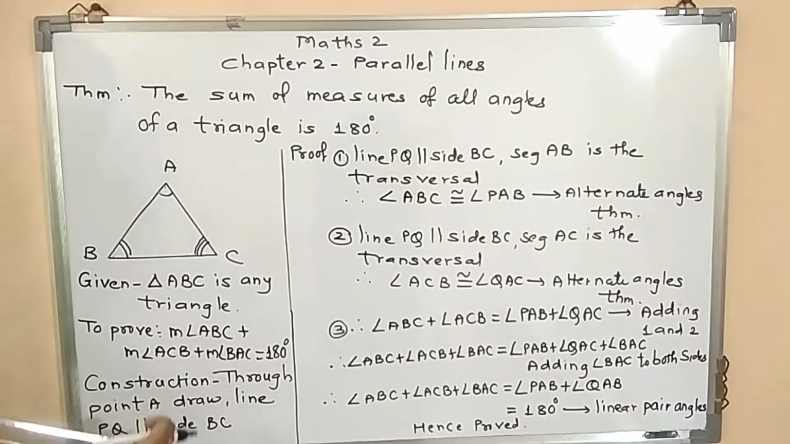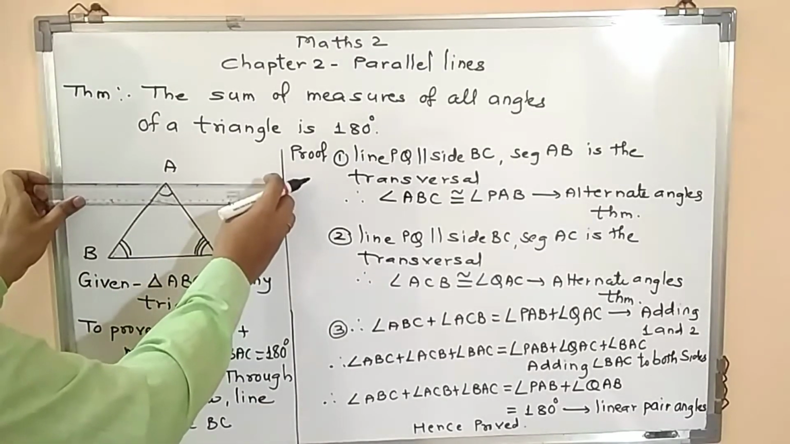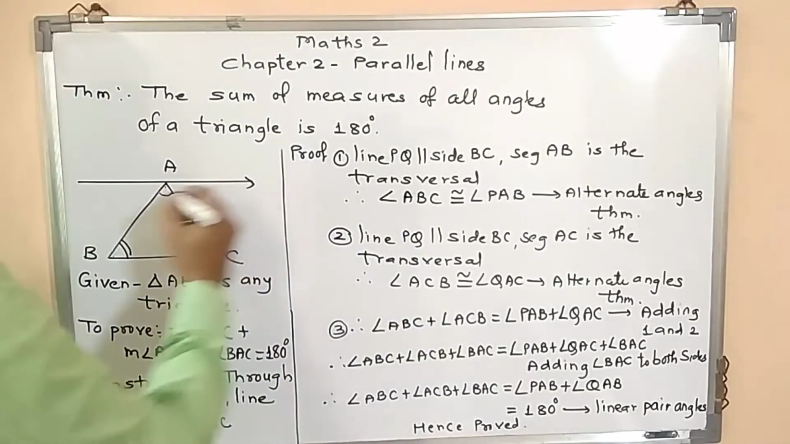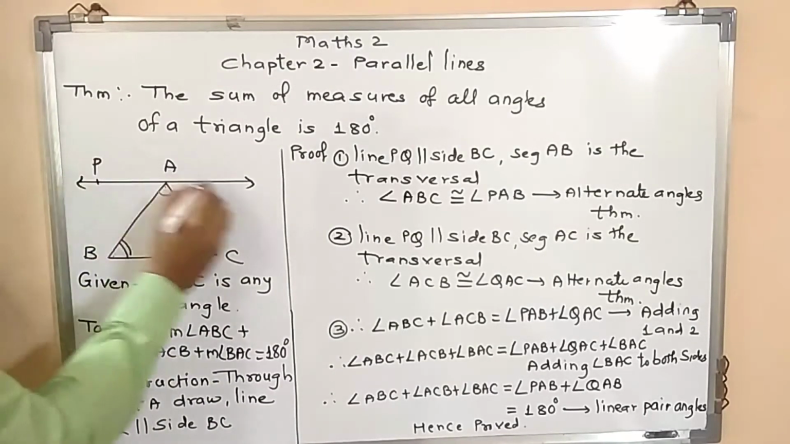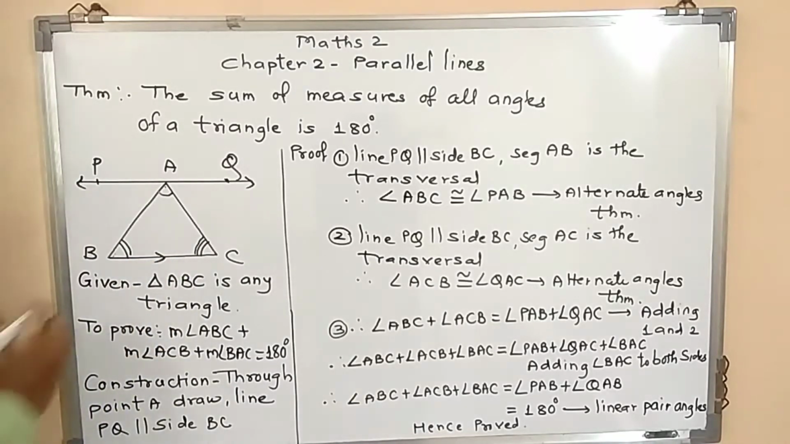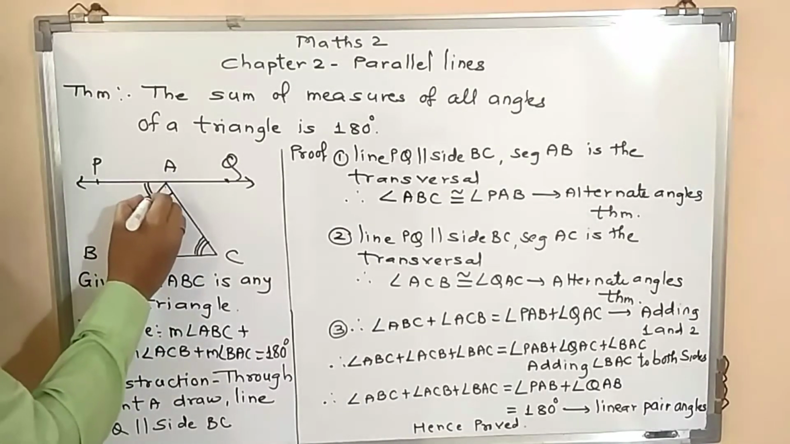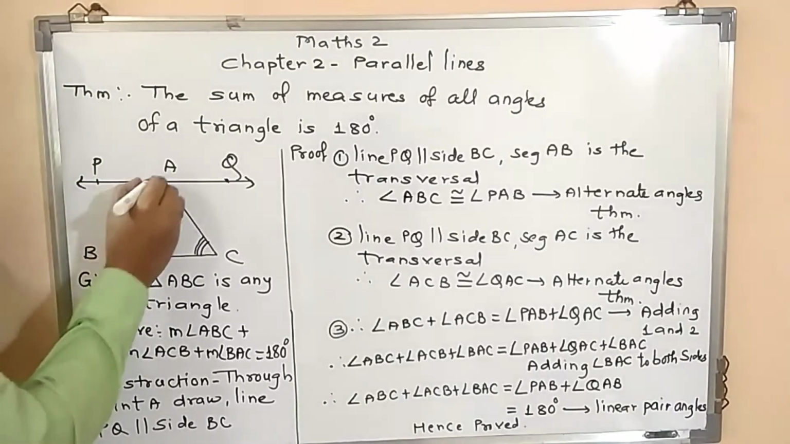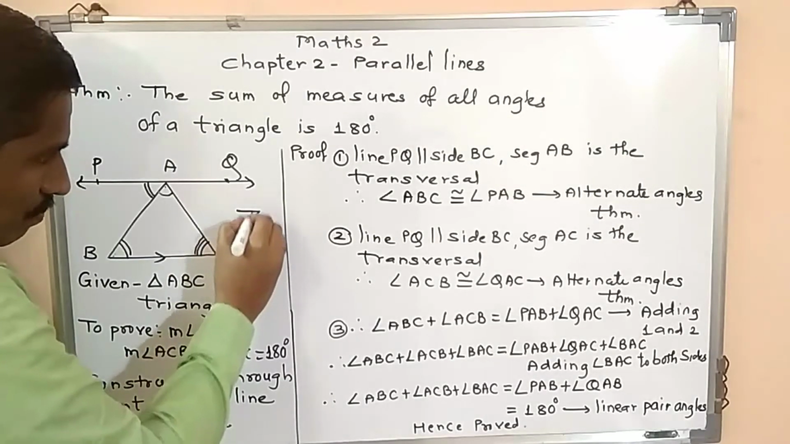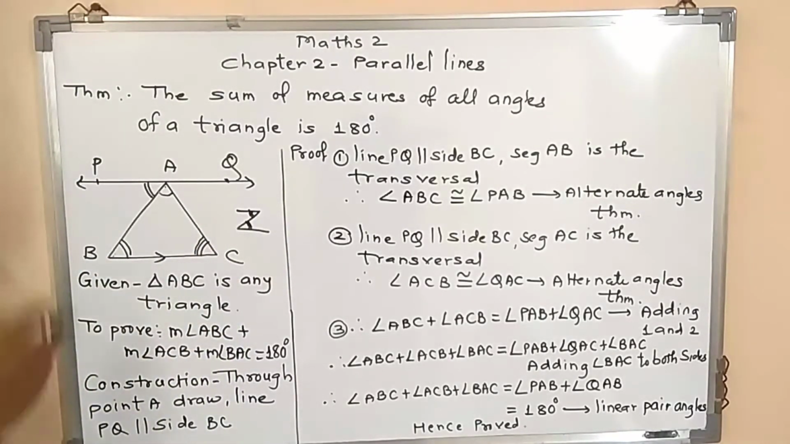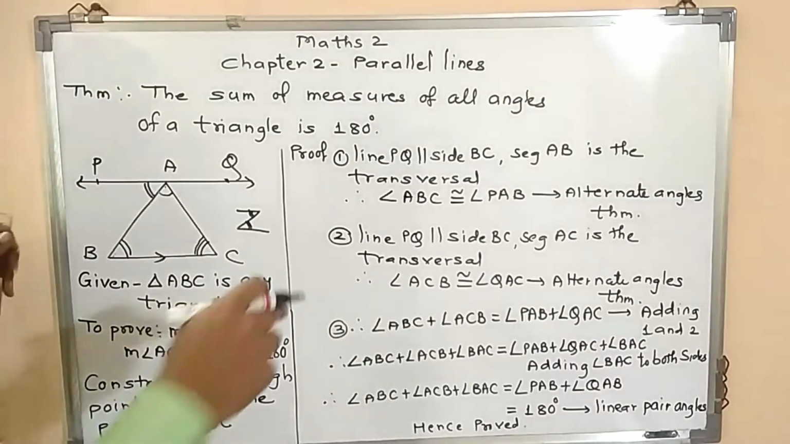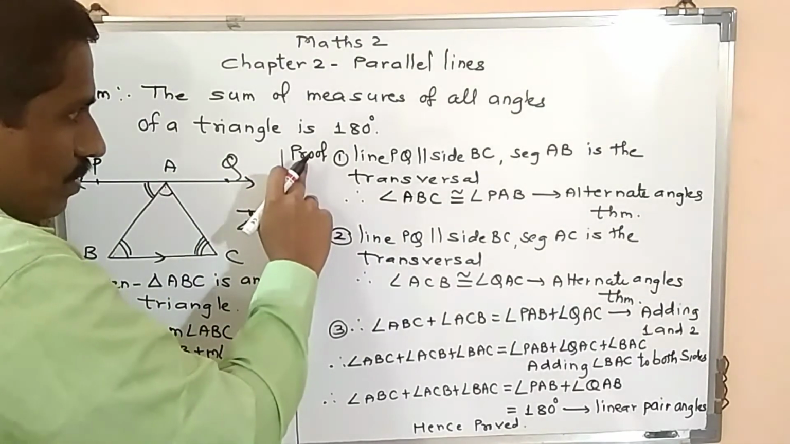Construction. Through point A, I will draw a line which is parallel to side BC. Suppose this is line PQ, this line is parallel to this side. Now, can you see this angle PAB and angle ABC? These are two angles. They form shape Z, so these are alternate angles. And if lines are parallel, then alternate angles are congruent.